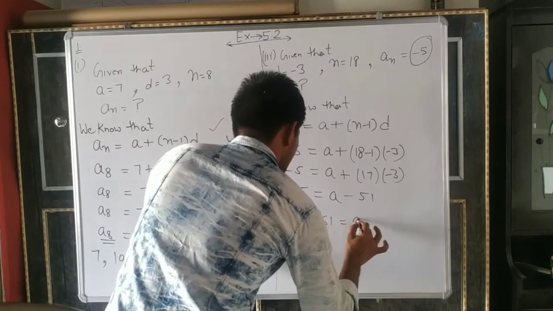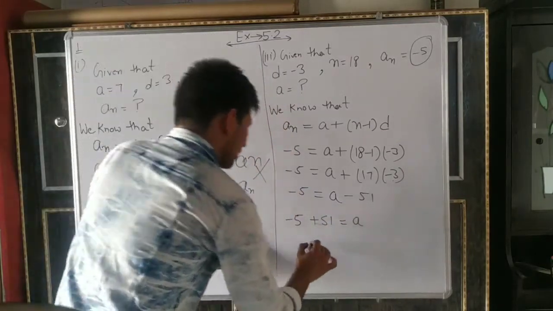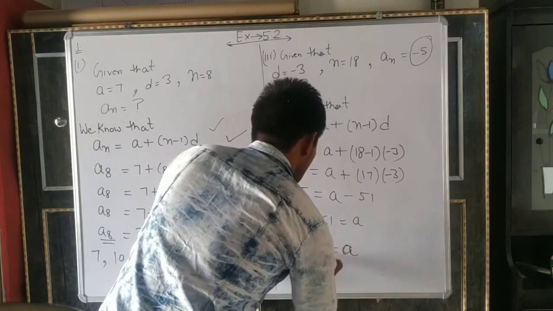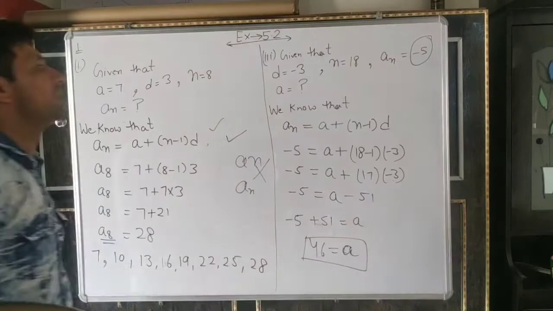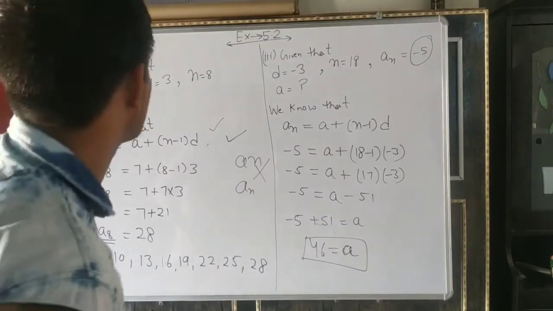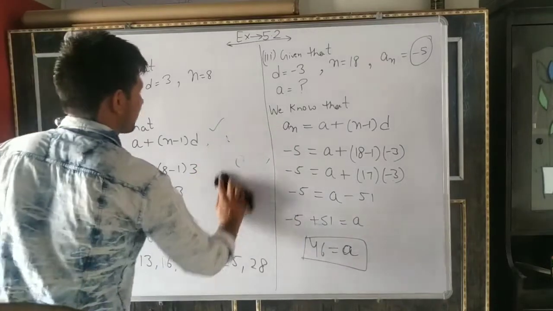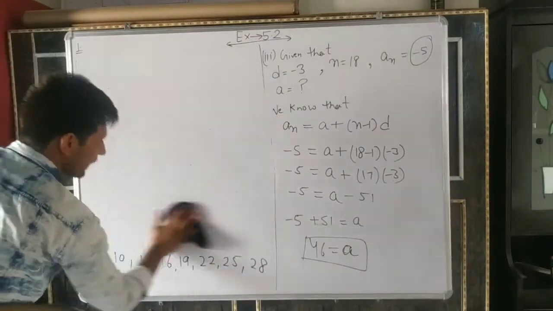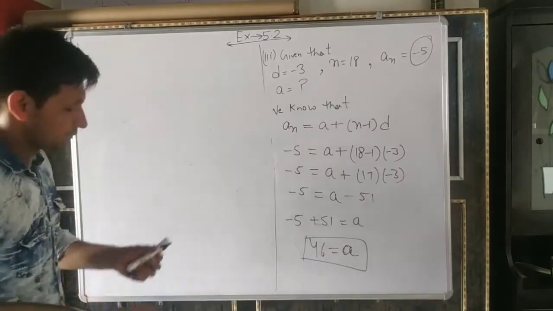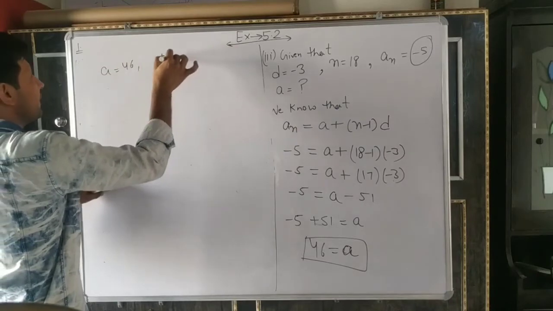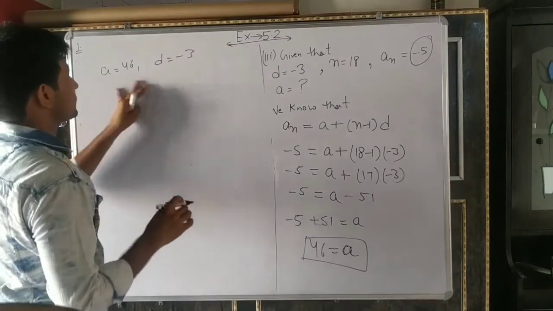51 equal to A. 1 negative, 1 positive. How much? 46. So what is the value of the first term? A equal to 46. You can verify your answer if you want, but no need to verify, okay? Only look at A is 46 and D is minus 3.